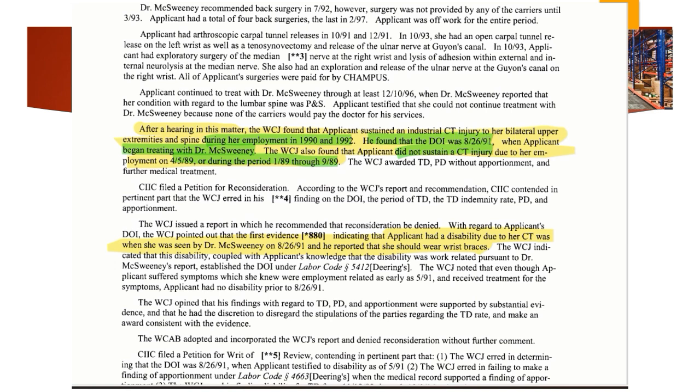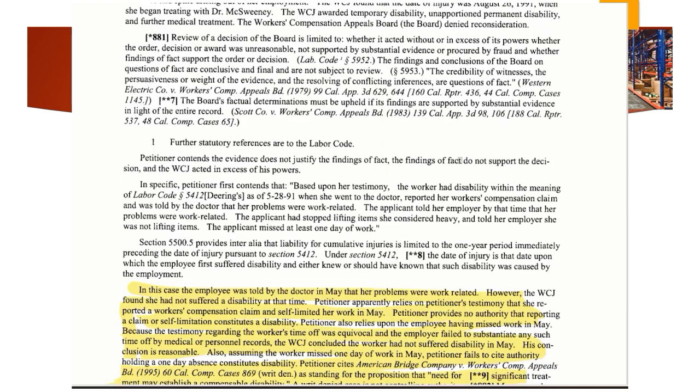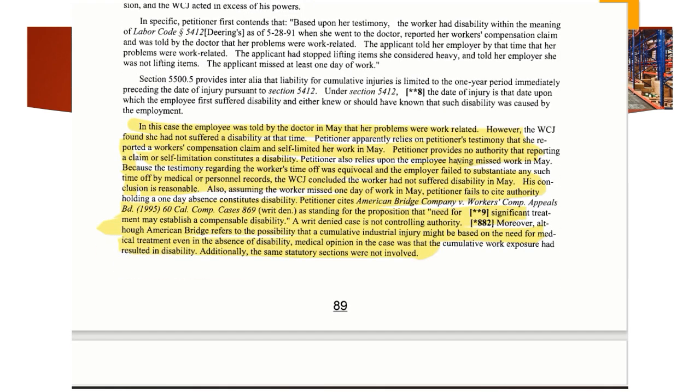So 8/26/91 became the date when both of those boxes collided. The knowledge of the disability and the actual disability collided on 8/26/91, and therefore CIIC, the insurer, was largely and mostly responsible for the liability, with only a small overlap going to the second insurer, which was Fairmont Insurance.